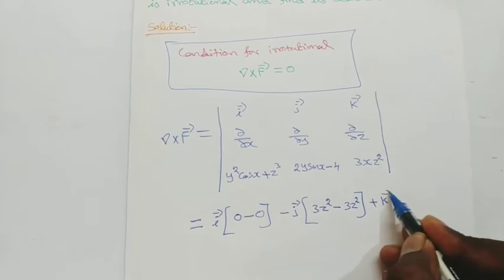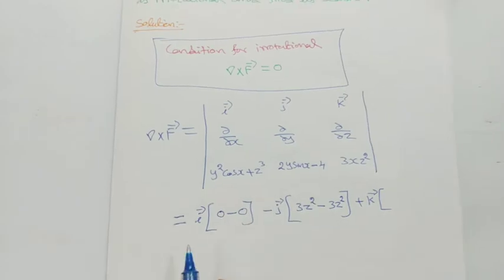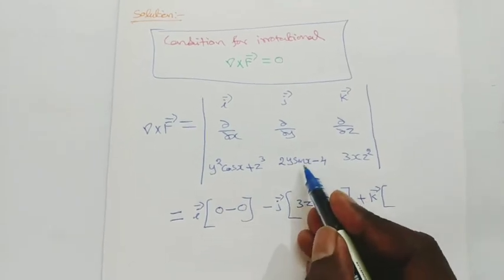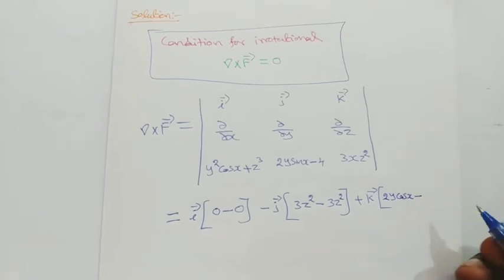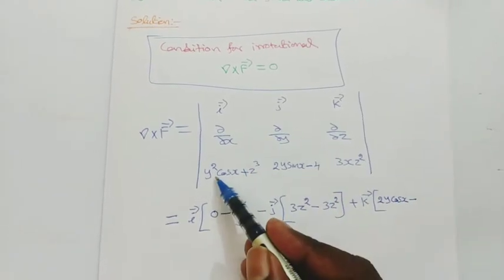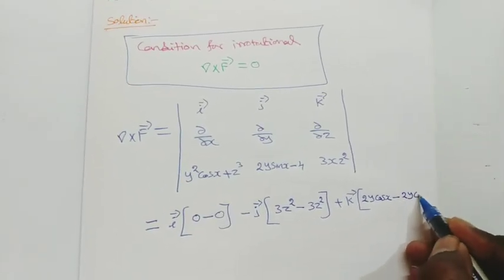Plus k vector into, so leave this, ∂/∂x of this. So x differential, sin x differential is cos x. So 2y cos x. Minus ∂/∂y of this. Y² differential 2y. So 2y cos x.